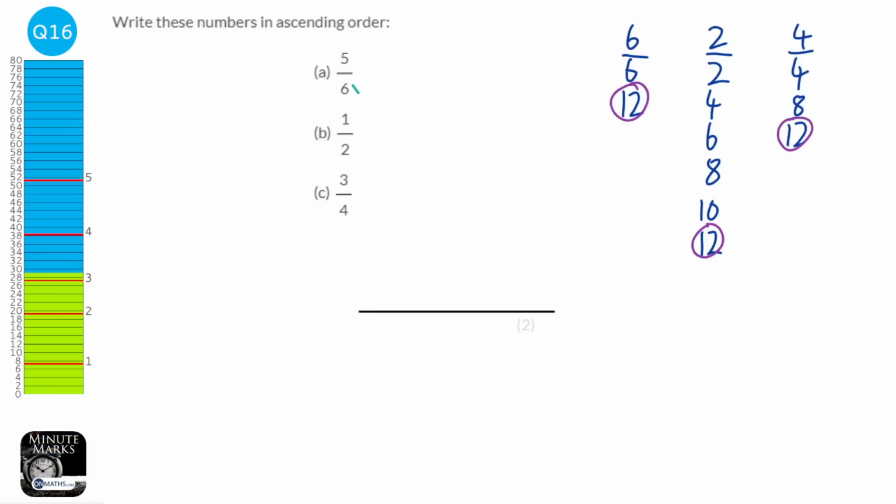And what I'm going to do is times the top and bottom by 2 for this first one, which will be 10 over 12. Then I'm going to multiply the top and bottom by 6 in the second one, which will give us 6 over 12.